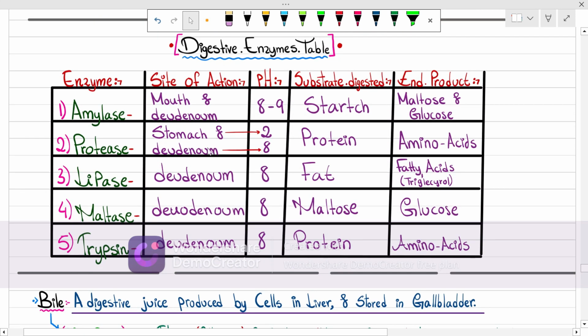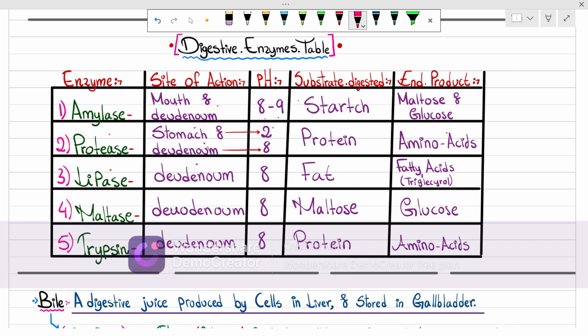This is a table of digestive enzymes. The enzyme is amylase. Site of action of amylase is mouth and duodenum. With a pH of 8 to 9, amylase digests starch into maltose, and maltase digests maltose into glucose. Protease is in the stomach and duodenum. Stomach has pH of 2, duodenum pH of 8. Protease digests protein into amino acids.